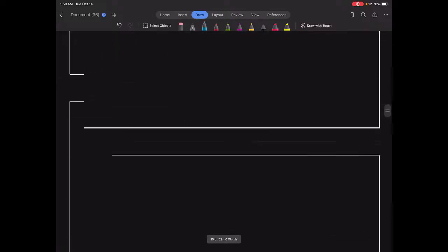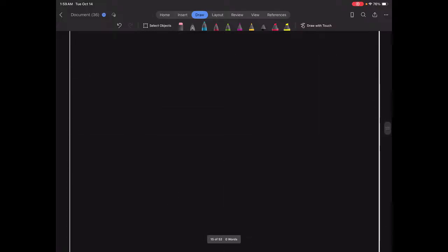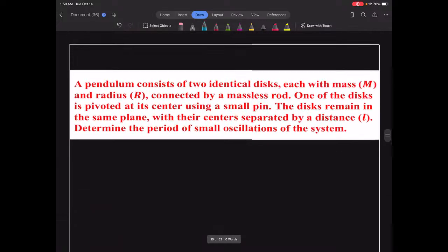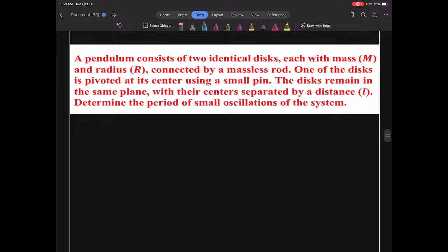Next question. It states that a pendulum consists of two identical discs, each with mass m and radius r, connected by a massless rod. One of the discs is pivoted at its center using a small pin. The discs remain in the same plane with their centers separated by a distance L. Determine the period of small oscillation of the system.